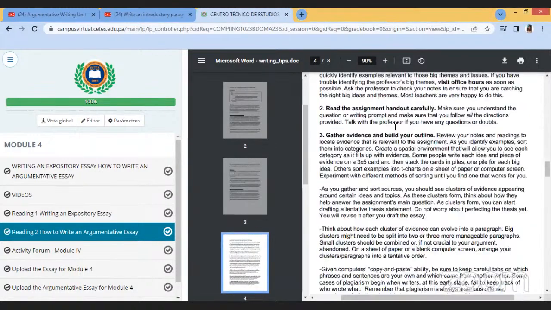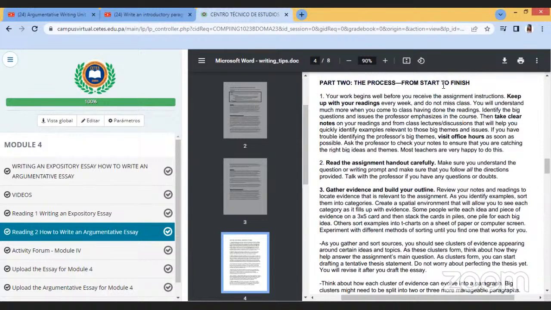Part number two: the process from start to finish. An effective argument or argumentative essay is a multi-step process requiring extensive research and outline planning before the writing even begins fashioning an introduction.